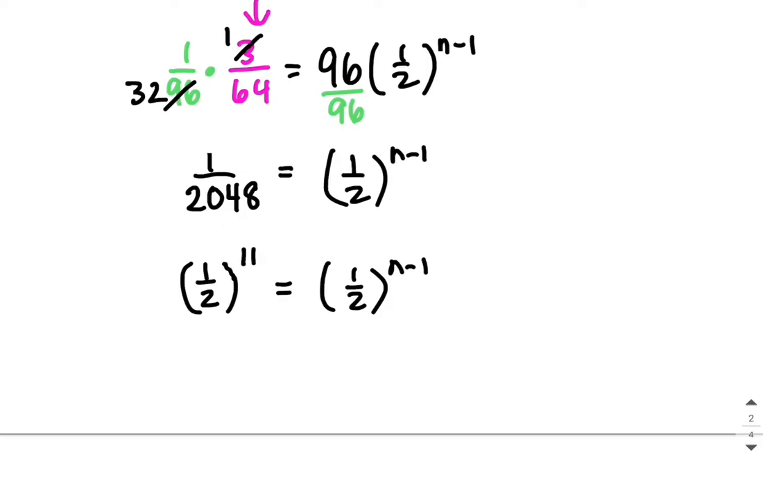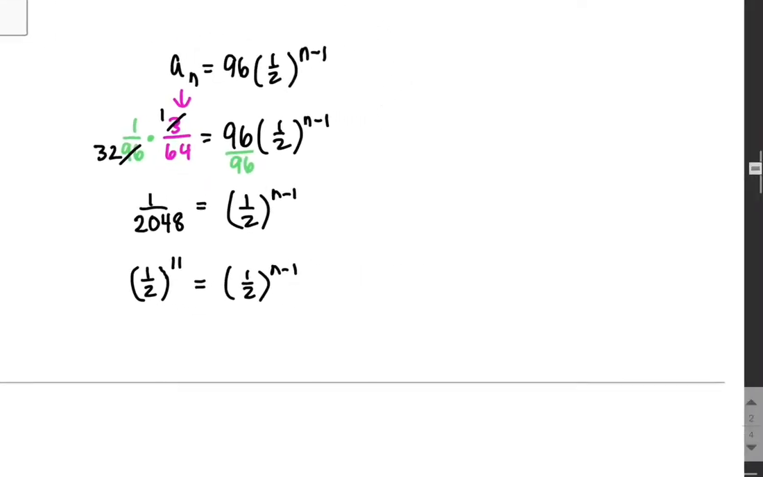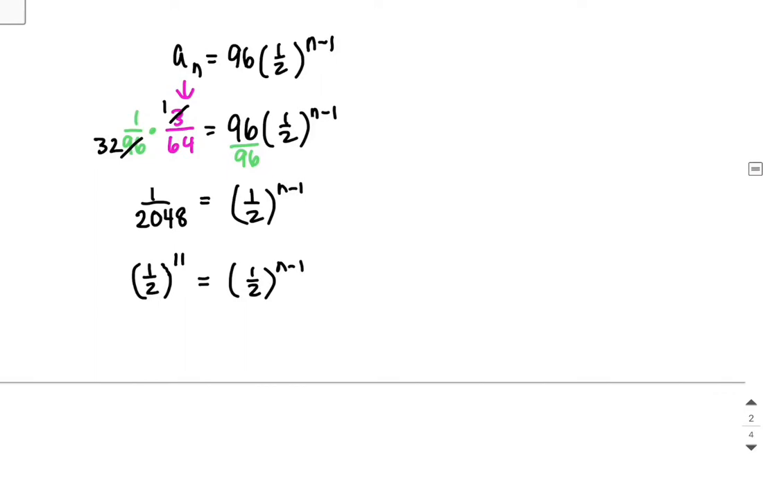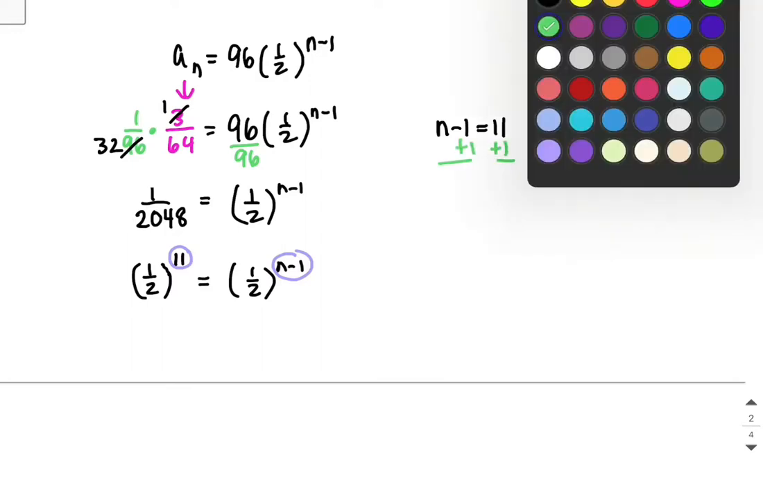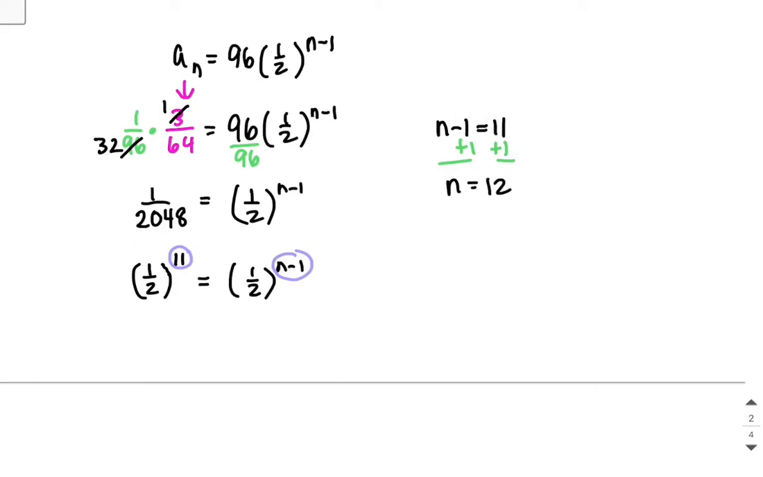You just have to play around with it in your calculator until you figure it out. I get this, and then I know that 11 has to be equal to n minus 1 for both sides to be equal to each other. So n minus 1 has to equal 11. I know I'm adding 1 on both sides to solve that n is equal to 12.